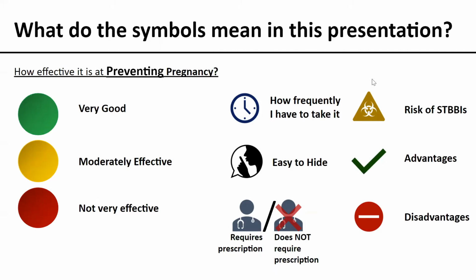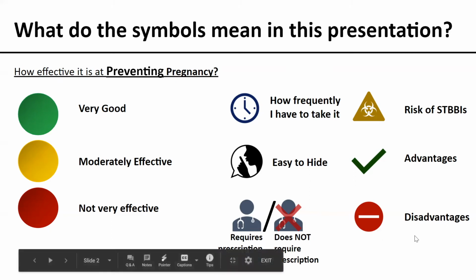The yellow biohazardous triangle here tells us there is a risk of getting an STBBI with this contraceptive method. An STBBI is a sexually transmitted blood-borne infection such as AIDS, HIV, chlamydia, etc. that can be transmitted during unprotected sex. The green checkmark tells us the advantages of the contraceptive, and the do not enter sign tells us the disadvantages.